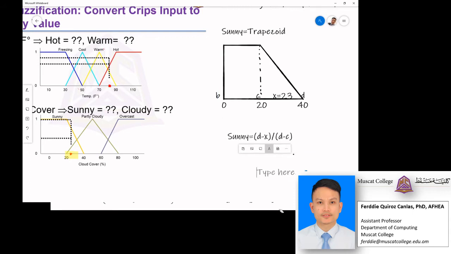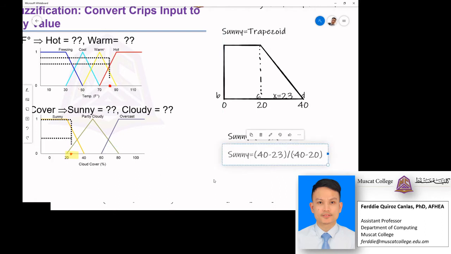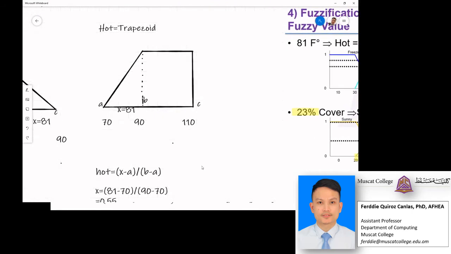So we can now go with the calculation of X. The value now of X would be this for Sunny. So let's try to calculate it. Not to confuse you, let me just call this one also Sunny, okay? D minus X, D is 40, minus X, which is 23, divided by D minus C, which is 40 minus C, which is 20, right? For the sake of uniformity, let us just change this also to hot.